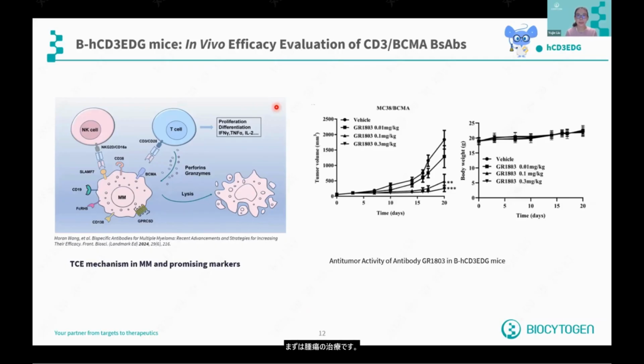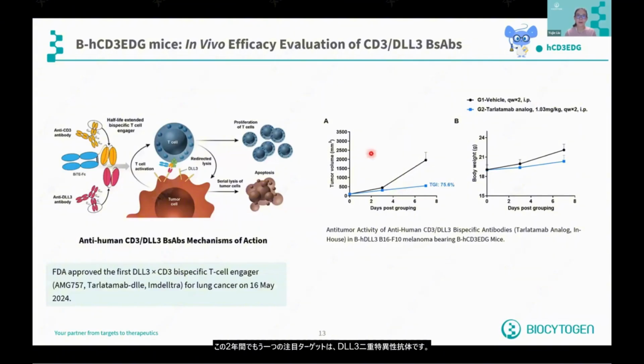The first one is for tumor treatment. In this study, we inoculated CD3EDG humanized mice with BCMA humanized MC38. We gave GR1803, which targets BCMA and CD3E, for the treatment. And we can see a dose-dependent effect, which means these mice are very good for BCMA T cell engagers. And another very hot target in these two years is the DLL3 bispecific antibody.